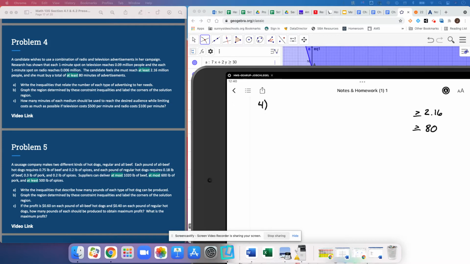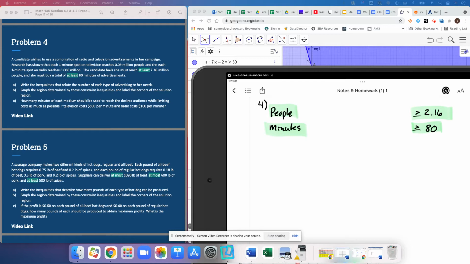And so let's see, we've got the number of people that we need to reach and the number of minutes of advertisement that we can spend between both TV and radio. And so that is going to be, oops, I want my highlighter, not my pen. That is going to be step 1, everyone. Identify the totals and label them.